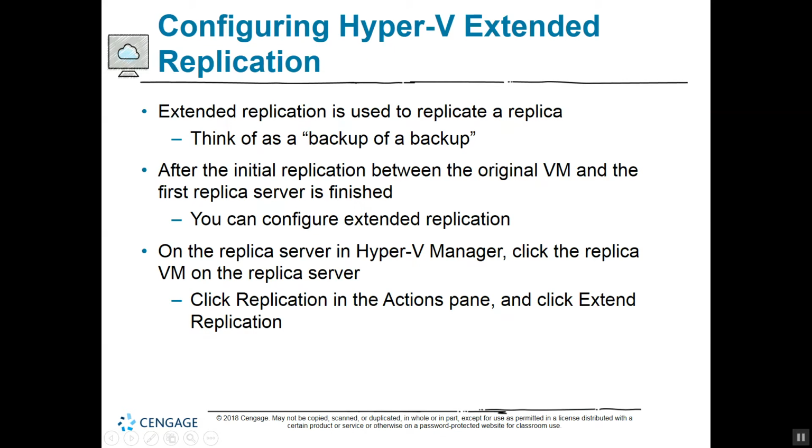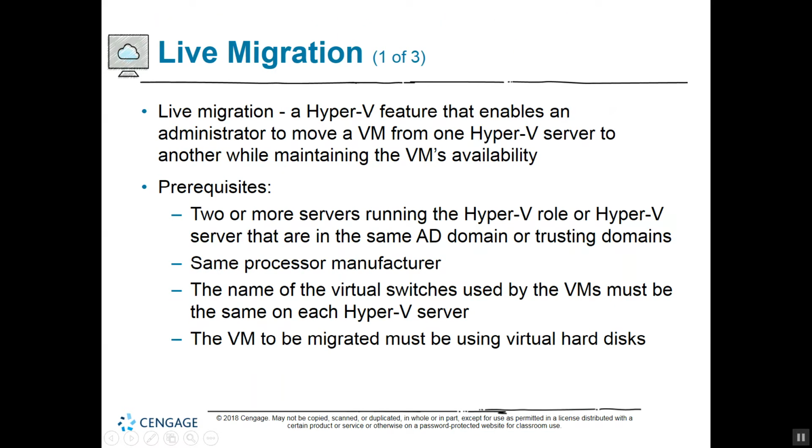All right. So we've got live migration. It's a Hyper-V feature that enables an administrator to move a VM from one Hyper-V server to another while maintaining the VM's availability. You've got to have 2 or more servers running. You've got to have that redundancy. So it's just like anything. As long as we've got redundancy, if we move one, the other one's got us covered.